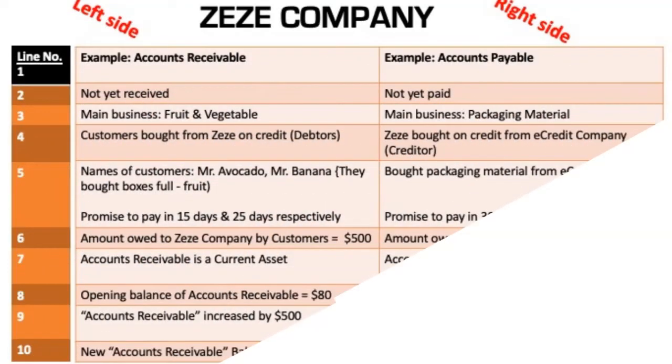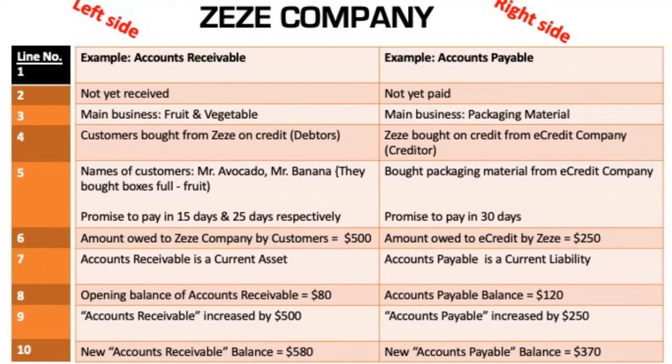Now let us continue with Zeze Company. And we are going to focus on accounts receivable and accounts payable. First of all, in accounting, it is very crucial to classify the accounts. Let us focus on accounts receivable first. As you can see, the accounts receivable are on the left side.